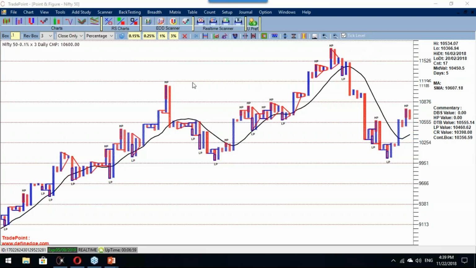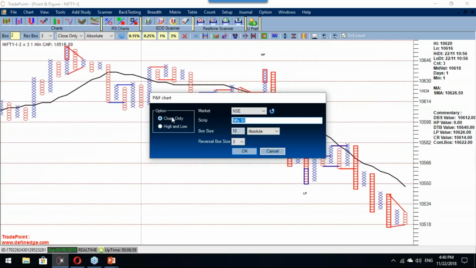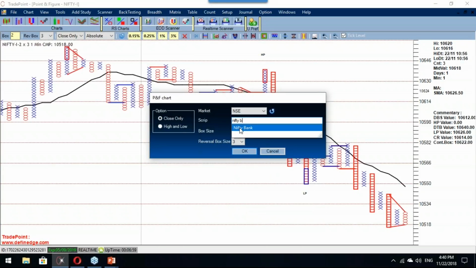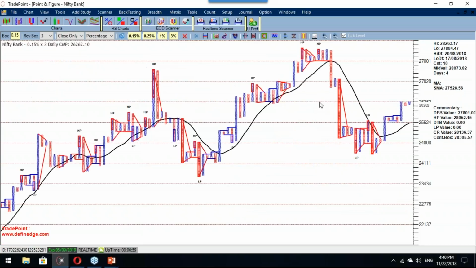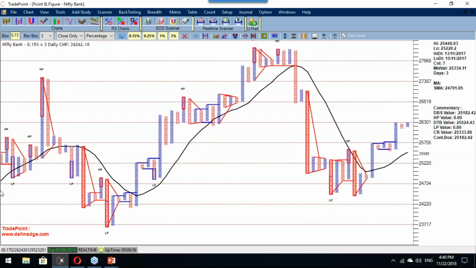Okay, let's take a look at Bank Nifty. Is it called Nifty Bank or Bank Nifty? Okay, Nifty Bank. Percentage, what is it? 0.1 or 0.15? What is the default setting? It doesn't really matter. It's not going to make much of a difference either which way.